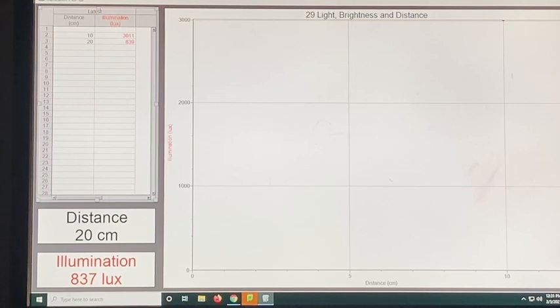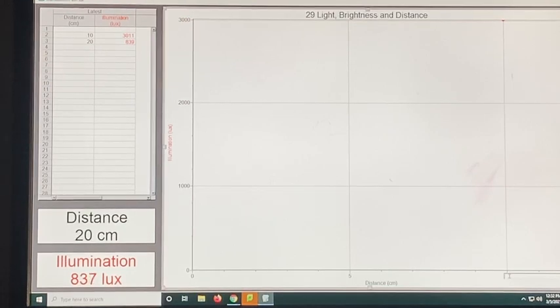Okay, so you see our flux is 837 at a distance of 20 centimeters away. All right, I'm going to change our scale here, so we put this up to 100. So let's start seeing our data. So there's our first point or second point. Okay, we're now going to go 30 centimeters.